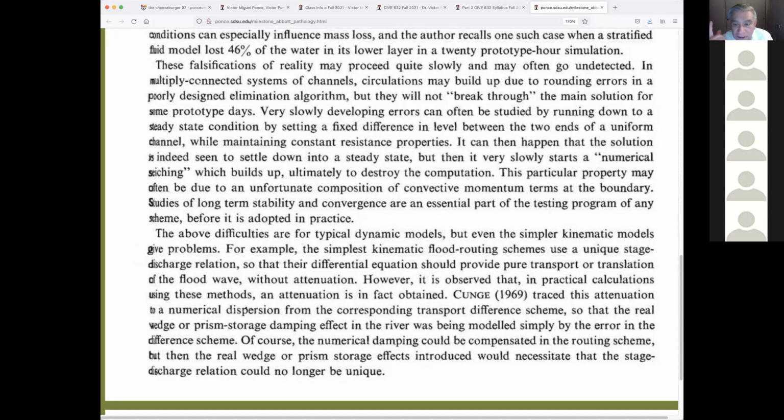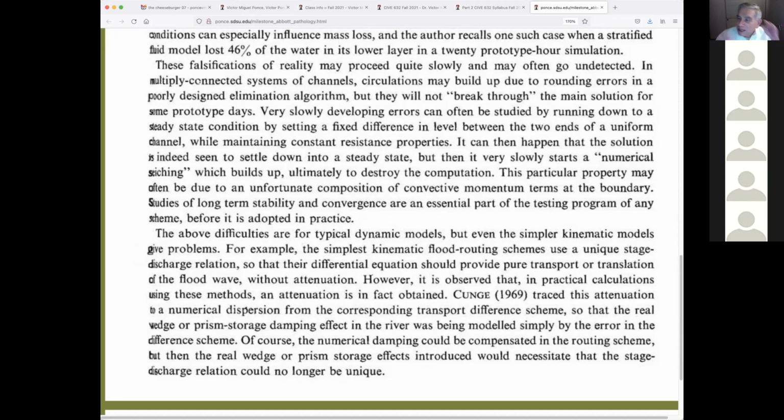He says, for example, the simplest kinematic flood routing schemes use a unique state-discharge relation. So the differential equation should provide pure transport or translation without attenuation. You guys now see what's coming. However, it is observed that in practical calculations using these methods, an attenuation is in fact observed or obtained. Conch traced this attenuation to a numerical dispersion.